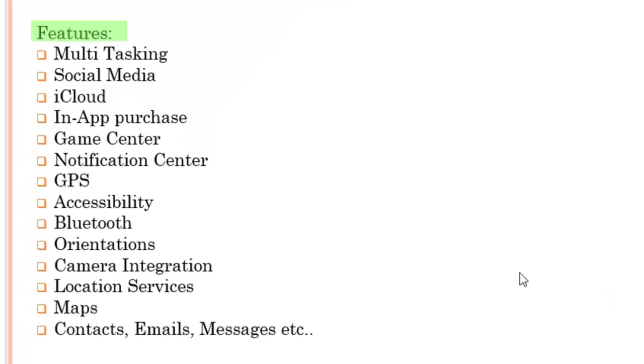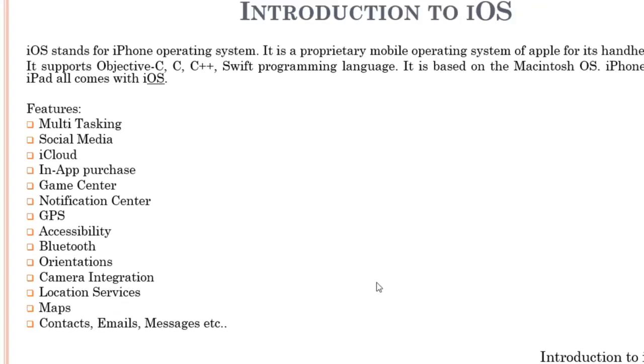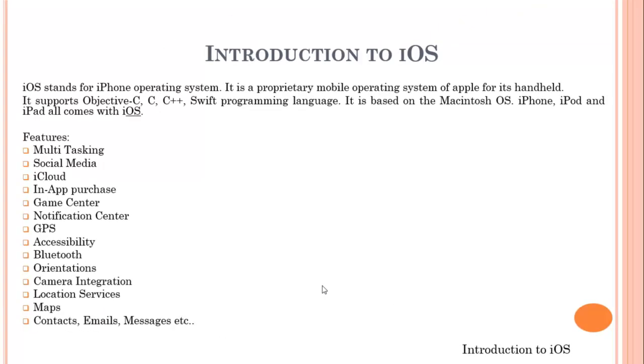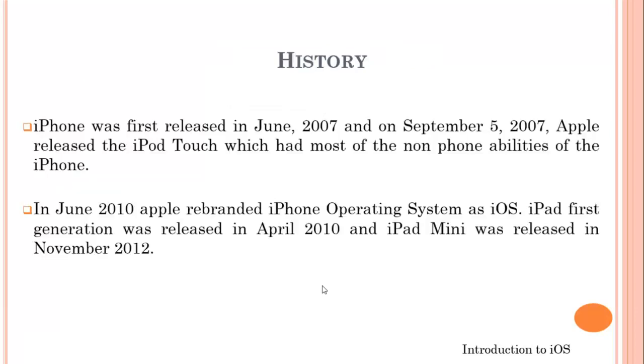Now we will discuss the features of iOS. First is multitasking, second is social media, third is iCloud, in-app purchase, Game Center, Notification Center, GPS, accessibility, Bluetooth, orientations, camera integration, location services, maps, contacts, email, messages, etc. These are all the features of the devices that have the iPhone operating system.